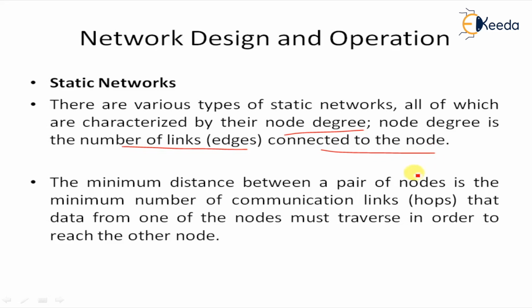So the diameter of a network is defined as the largest minimum distance between any pair of nodes. The minimum distance between a pair of nodes is the minimum number of communication links or number of hops. Suppose I am connected from one device to the next device. Between them there are two intermediate nodes. So three communication links or three hops are required to reach that particular node. So this is a hop, that data from one of the nodes must transfer in order to reach the other node.